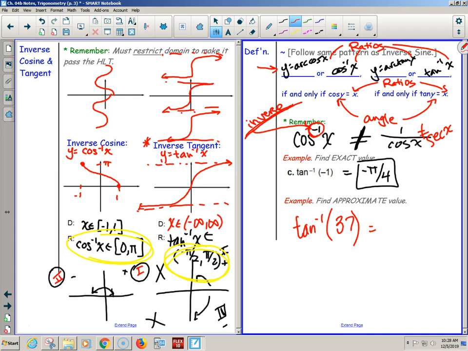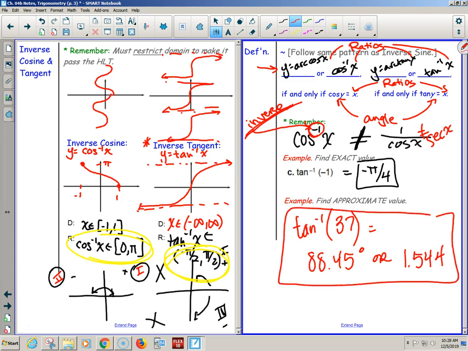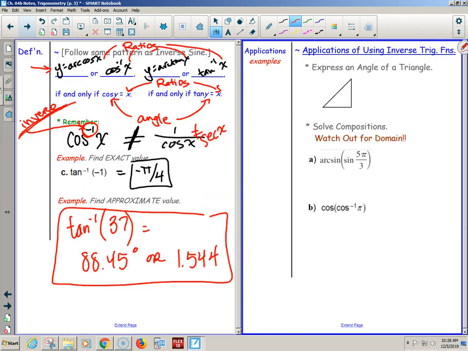I have 88. That's an or. 1.5437. So I'll round that to 4. Good? Cool. Back of the book, I'm pretty sure you're getting both.